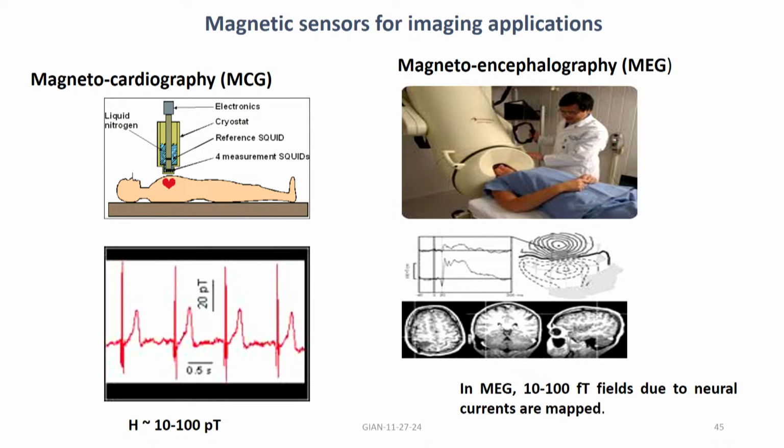The magnetic field produced in cardiac activity is around 20 picotesla, and you can easily put together sensors of these core shell fibers or thin film, which would be able to measure this kind of magnetic field.